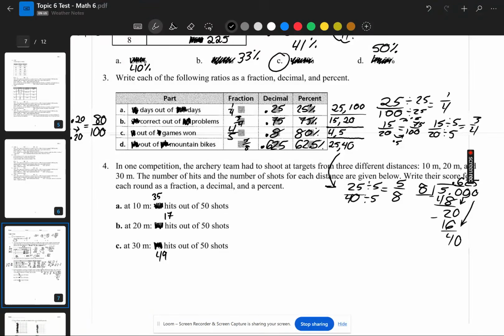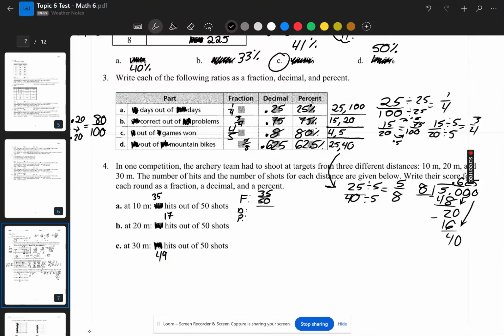Question 4, we'll kind of run through quick. It says, in one competition, the archery team had to shoot at targets from 3 different distances, 10, 20, and 30 meters. The number of hits and the number of shots are given below. Write their scores for each round as a fraction, a decimal, and a percent. This one you don't necessarily need to reduce, but I'll just do my fraction, my decimal, and my percent. My fraction here is 35 out of 50. Out of 50, there we go.